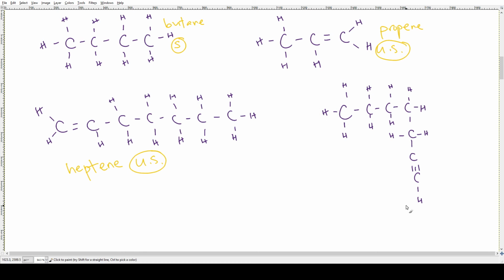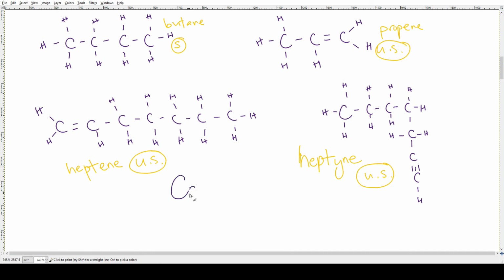And finally, even though this is curved, it's still a long chain of 1, 2, 3, 4, 5, 6, 7. Another 7 one. Hept, and then a triple bond. So heptyne, and since it's got that triple bond, it is again unsaturated. Something you should notice, because you're going to have to be able to draw these too: these carbons do not have more than 4 bonds on them.